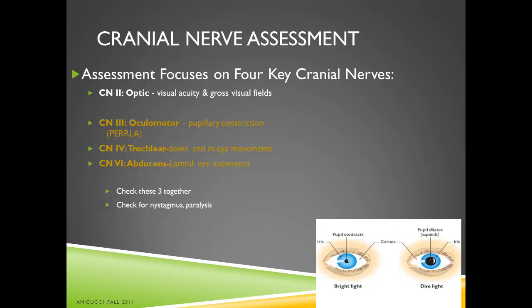A more focused cranial nerve assessment would include 4 key cranial nerves: cranial nerve 2, optic, visual acuity and gross visual fields; cranial nerve 3, oculomotor, pupillary constriction, checking if the pupils are equal, round, and reactive to light and accommodation; cranial nerve 4, trochlear, down and in eye movements; cranial nerve 6, abducens, checking for lateral eye movements. Check these together. Check for nystagmus and paralysis.